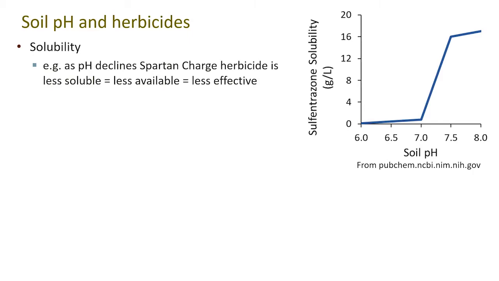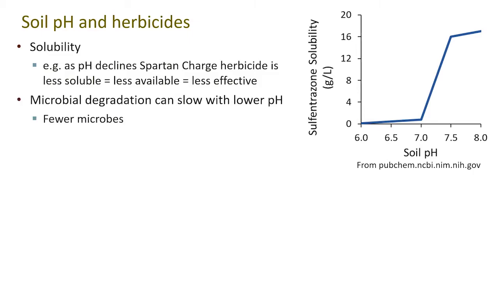So just as an example, looking at this figure over here for Spartan Charge, it shows that as soil pH drops below 7, that solubility really can drop, and you can envision as it goes below 6, it drops even more. Generally, when herbicides are less soluble, they're less available, and they're less effective. For some herbicides, microbial degradation will slow with lower pH. That's because microbes just don't do as well at low pH.